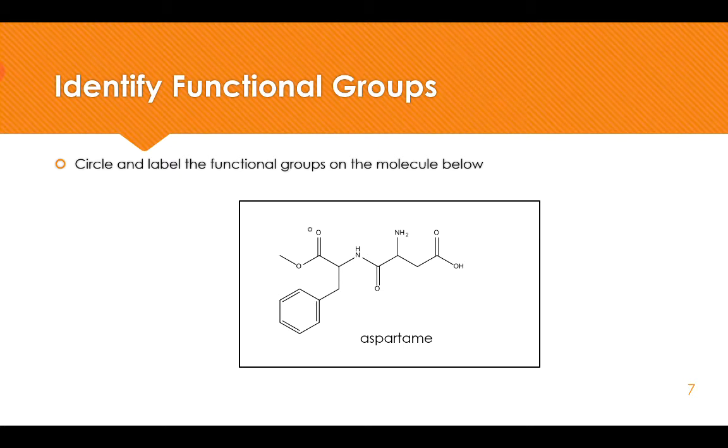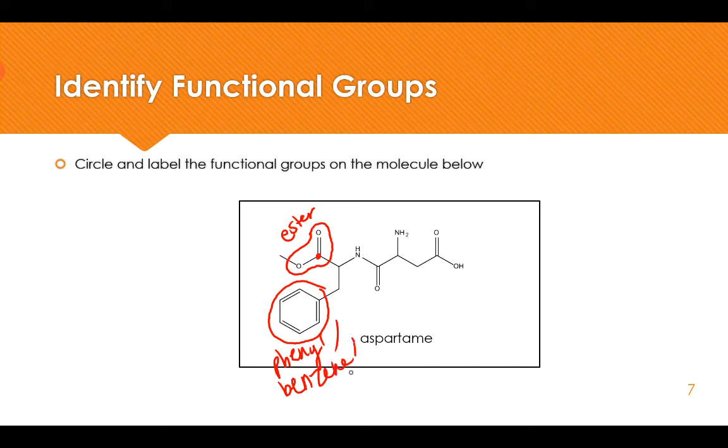Okay, so right here we have an O, and that O and that double bond O are attached to the same carbon, so that's part of the same functional group. This is an ester. This is a phenyl group, also known as phenyl or benzene, aromatic, whatever you want to call it.